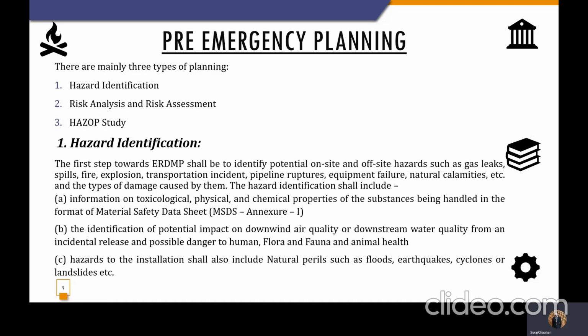Now, the identification of potential impact on downwind air quality or downstream water quality from an incidental release and possible damage to human, flora and fauna, and animal health. For example, if there is any gas leak, it will contaminate the surrounding environment, or if there is any pipeline below a riverbed, and if there is any spill, it may contaminate the water body. So this should be taken care of.